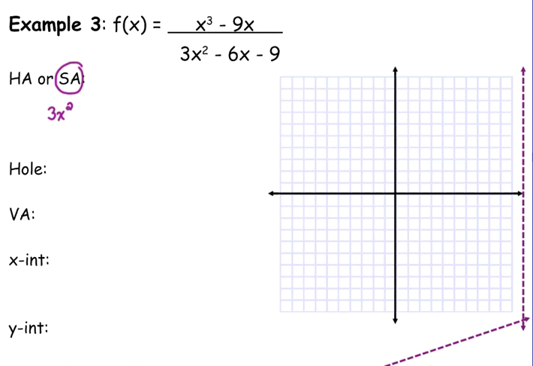So let's set it up. 3x squared minus 6x minus 9. We're not missing any powers there. X cubed, we are missing x squared, so put a 0x squared there. Minus 9x, we are missing a constant term, so put a plus 0 on the end.